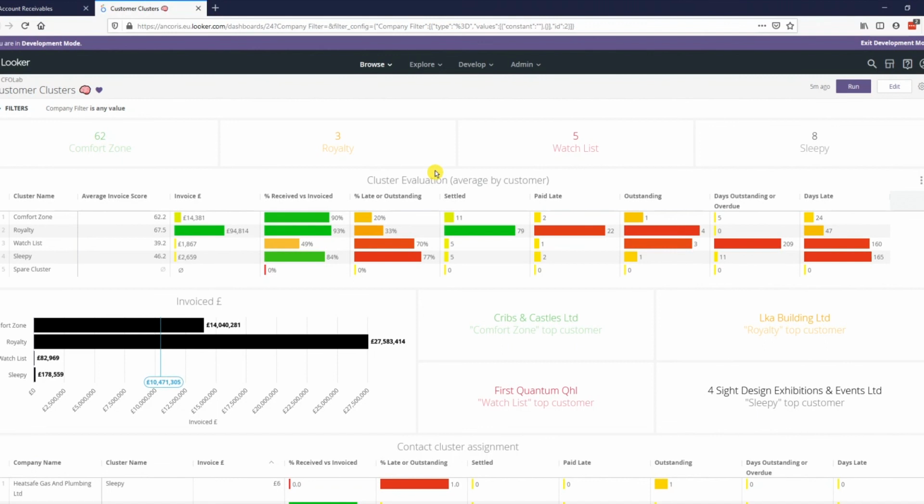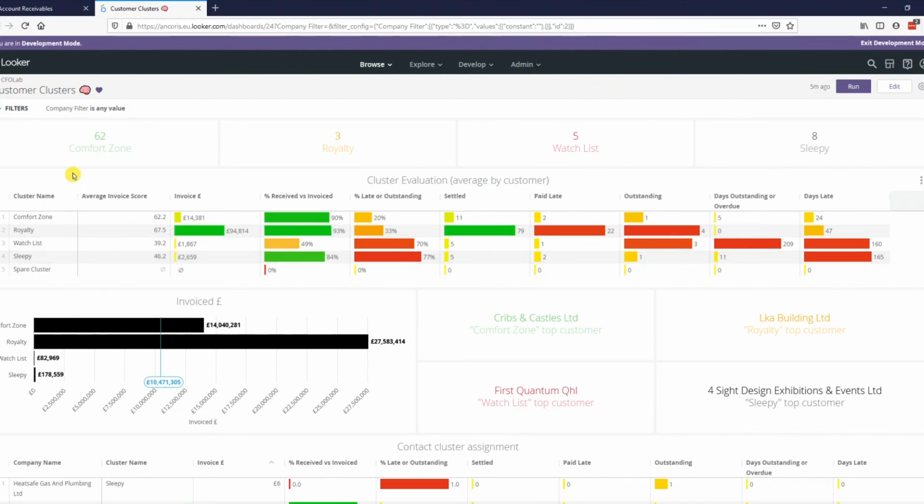Another dashboard we'll be showcasing today is your customer clusters. For some context, clustering is a machine learning technique used to discover some naturally occurring patterns in your dataset. In this dashboard, we pass through your invoice data and let it find these patterns. Let's first look at the cluster evaluation table. These provide information about those clusters.